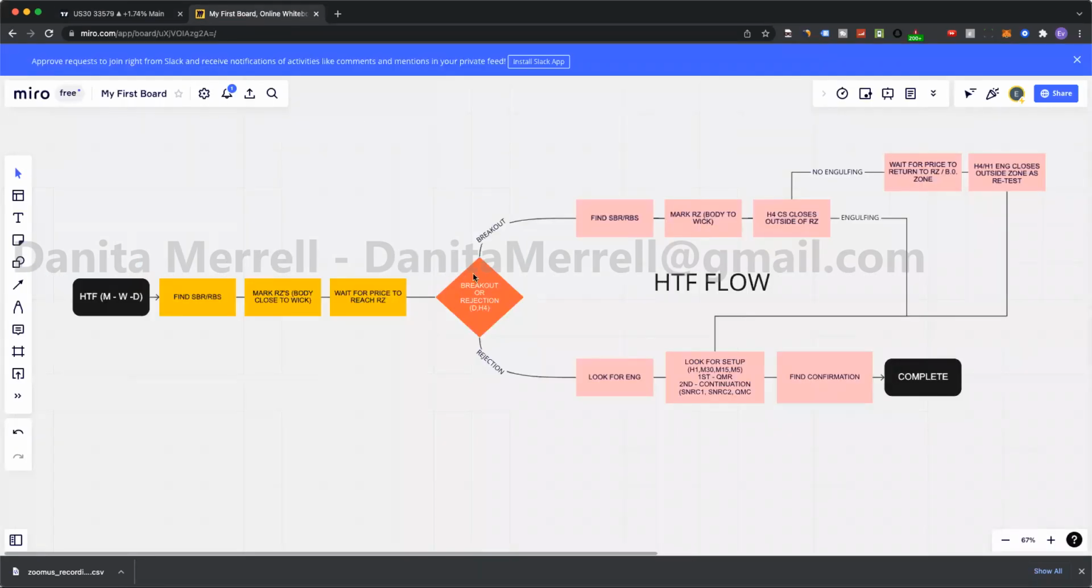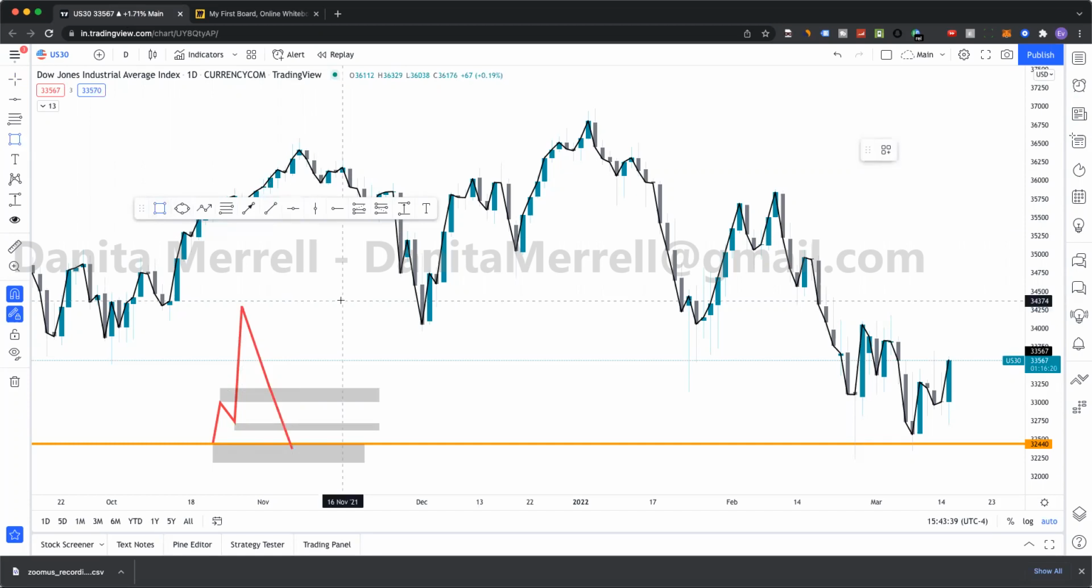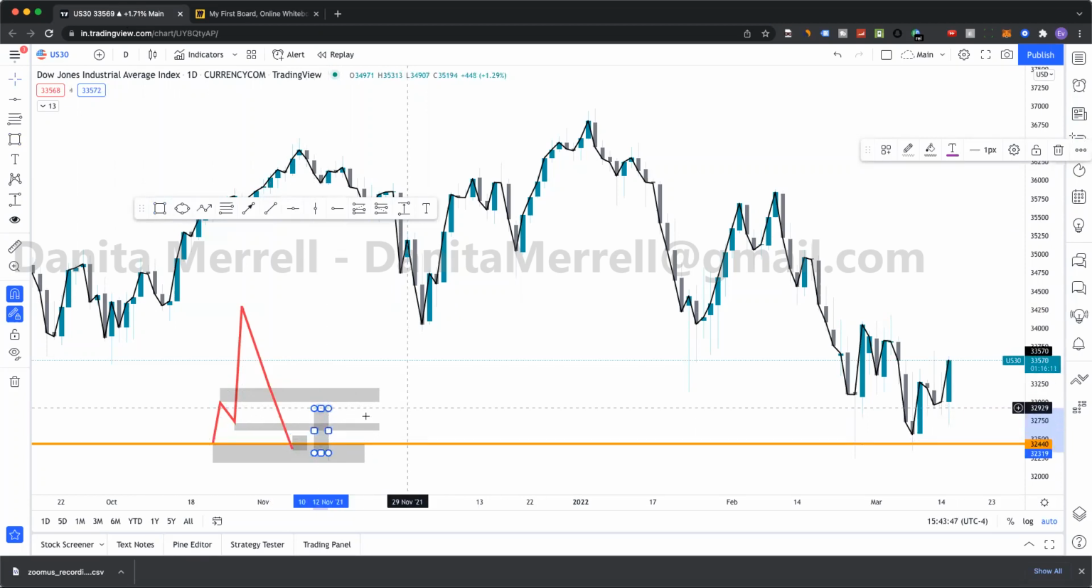Okay, so in the case we do have a rejection, we're just going to look for a simple engulfing pattern. Okay, so at this point, let's say here we have a candlestick and then another candlestick. Okay, so right here we're rejecting.